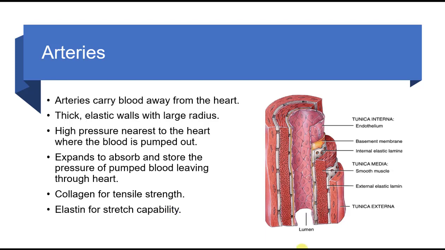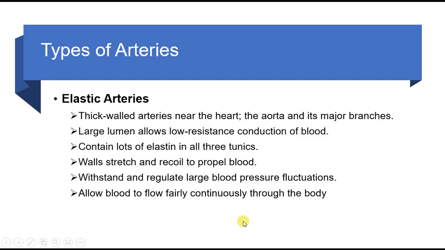So I'm going to talk about different types of arteries present in the human body. There are generally two main types of arteries. First, we have the elastic artery. Elastic arteries are generally thick-walled arteries which are present near the heart, for example, the aorta and its branches.